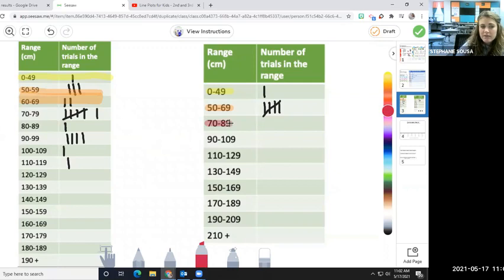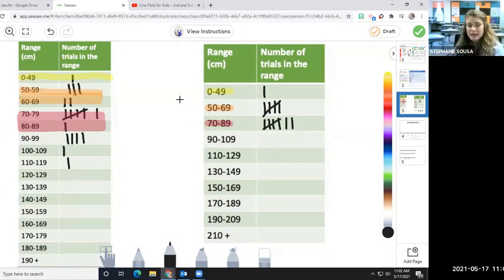Grab a different color highlighter. This goes from 70 to 89. So I'm going to use all of my 70 data and all of my data in the 80s range. Okay, so this is 2 groups of data, and we're going to tally. We have 6 plus 1. That's 7 ranges. So 7 cars drove in the 70 to 89 range. Not bad for a day 1 trial.